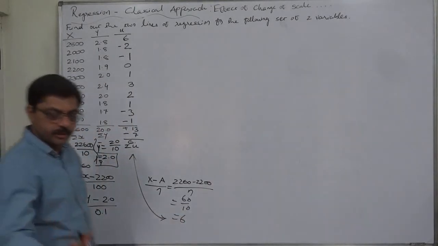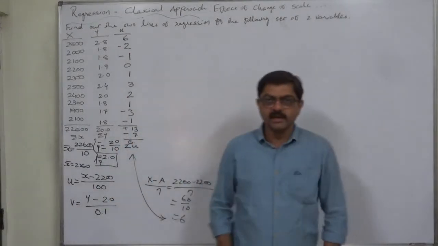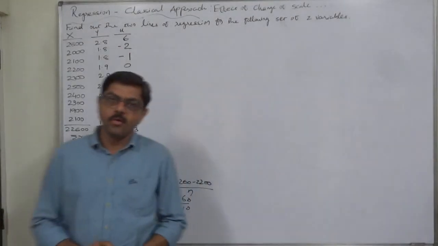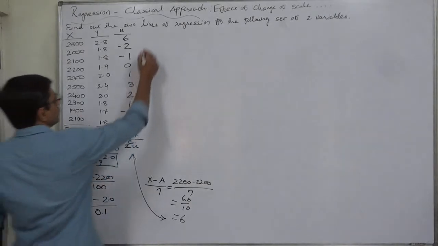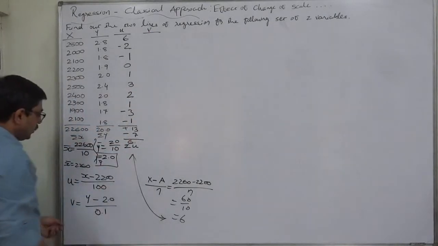This is just a checkpoint. You cannot find it in any reference book. This is my own way. This is my own suggestion. Let us find out V.